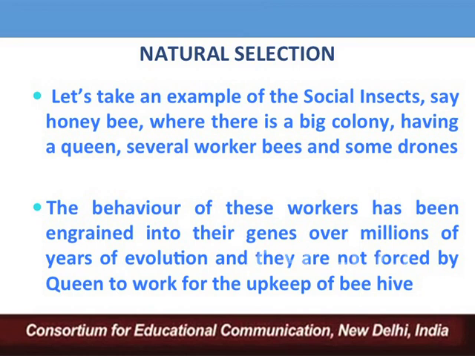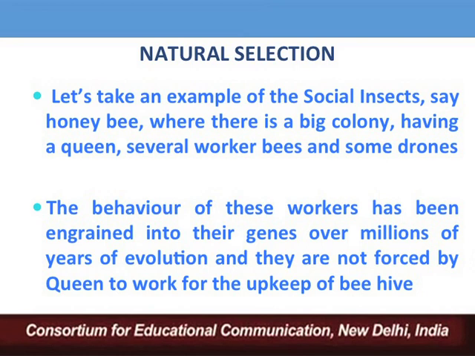So let's take an example of social insects. Social insects, you know, are bees and ants, which live in a colony. This particular colony structure is basically a hierarchical colonial structure, where there is one individual who is supposed to be the ruler, the queen, and all others are workers.